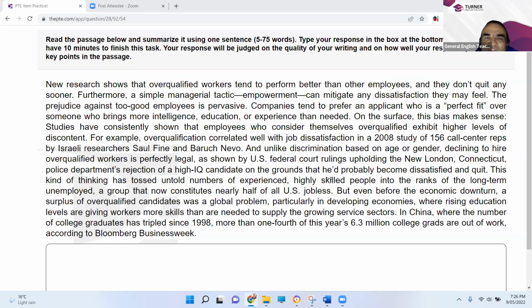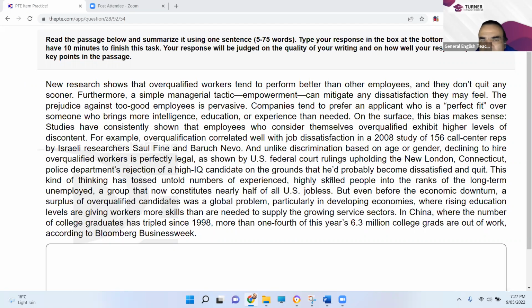Whereas the underlying principles of new research and overqualified workers, very good, pertain to performing. The significance of providing a simple managerial tactic, very good, relates to not only empowerment, but also with the dissatisfaction and prejudice so as not to undermine the crucial implications of a high IQ candidate, economic downturn, 6.3 million college grads, as well as Bloomberg Business Week.